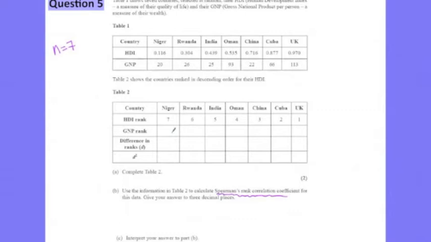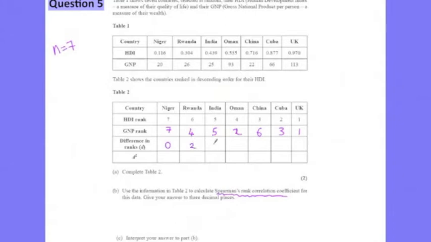So looking at the GNP, we're looking for the highest value, which is for Oman. That gets rank number, not Oman, the UK, 113. So rank number 1, Oman is 2nd. Change that into a 2. Followed by Cuba, 3, 66. Followed by Rwanda, 4. India, 5. China, 6. Niger, 7. Okay, so these are our rankings now, and we're going to find the difference.